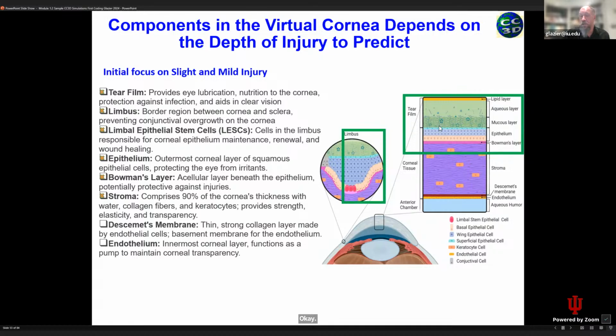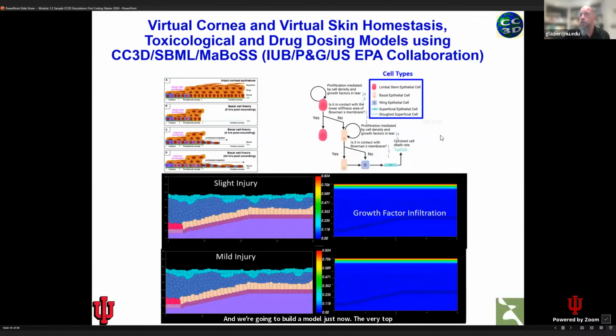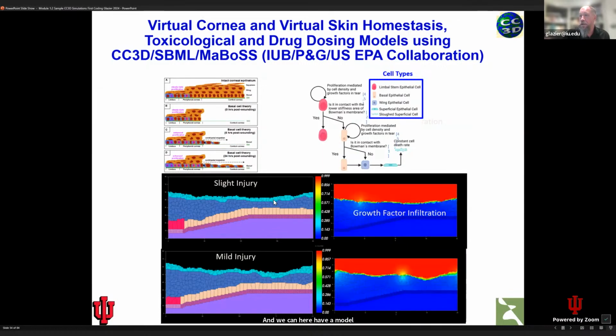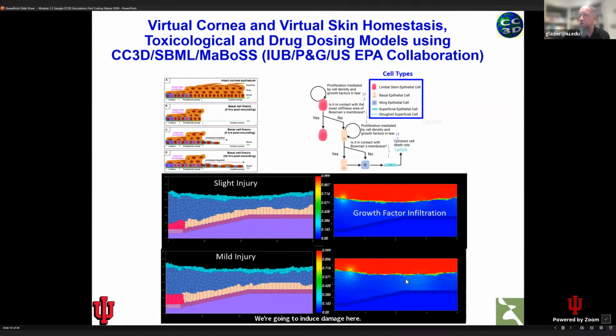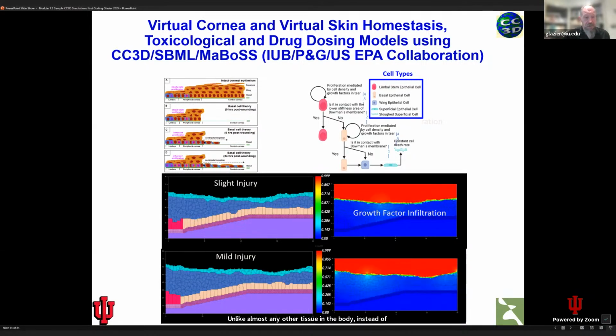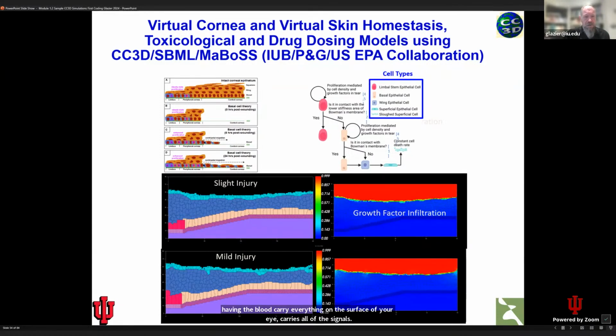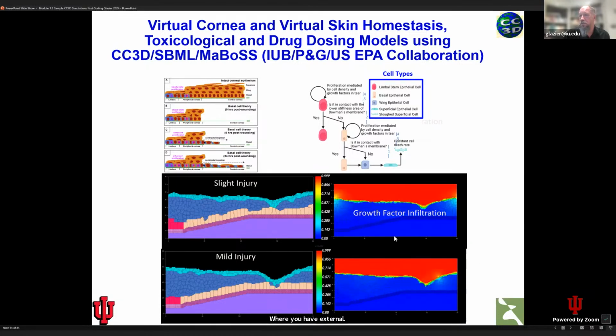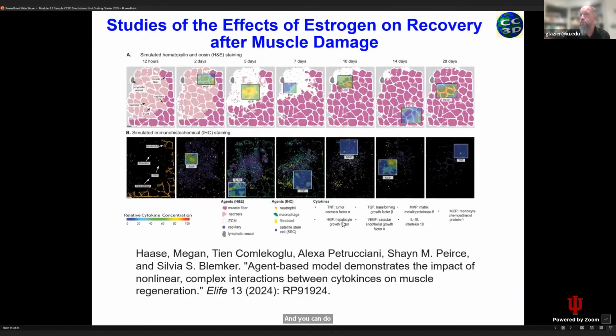And we're going to build a model just now of the very top layer of the cornea. And we can here have a model of the periphery of the cornea. We're going to induce damage here. That's going to lead to growth factor ingression into the cornea. Interestingly, in the cornea, unlike almost any other tissue in the body, instead of having the blood carry everything, actually the tear film on the surface of your eye carries all of the signals. It's a little bit more like an insect where you have external flow than in other tissues. And you can do simulations of damage and recovery in this case.